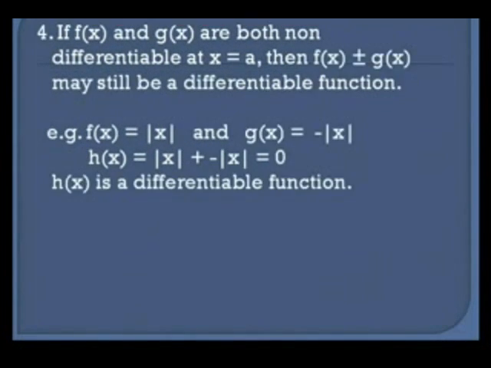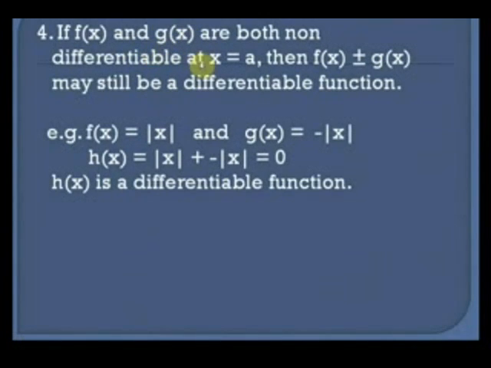The fourth property is, if f(x) and g(x) are both non-differentiable at the point x equal to a, then f(x) plus minus g(x) may still be a differentiable function. That is, if we have two functions which are non-differentiable at the point x equal to a, it is still possible that the sum or the difference of these functions is a differentiable function. Once again, let's try to see an example.